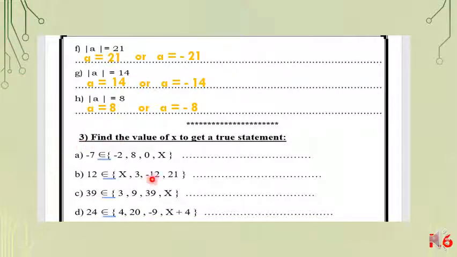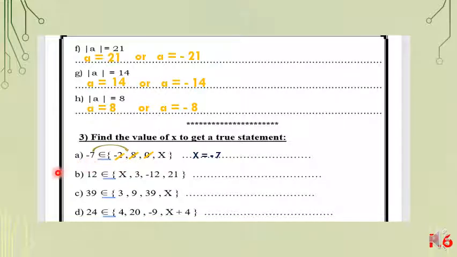Number 3. Find the value of x to get a true statement. Letter A. Negative 7 belongs to this set which has negative 2, 8, 0 and x. So negative 7, I must find it here in this set. Can it be negative 2? Of course not. Can it be 8? Of course not. Can it be 0? Of course not. So what is left here inside this set? We have x. So this x equals what?